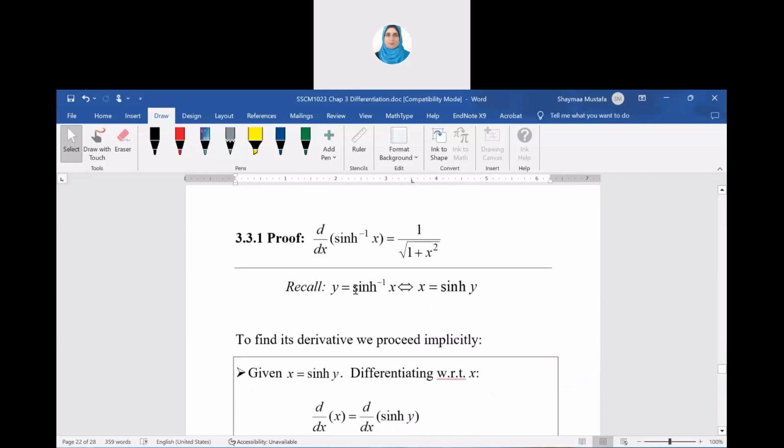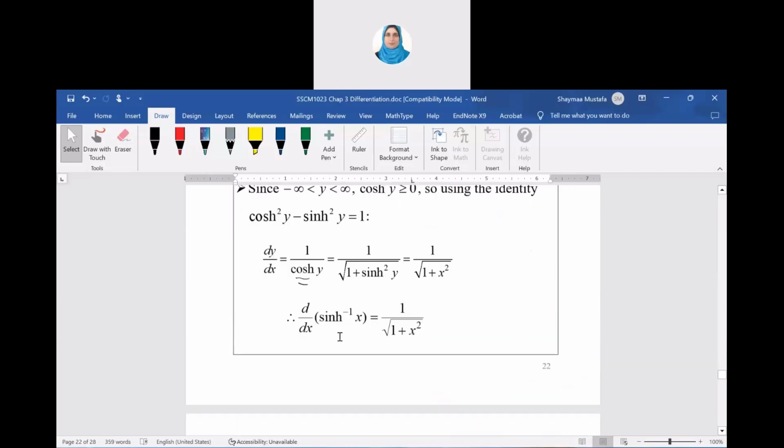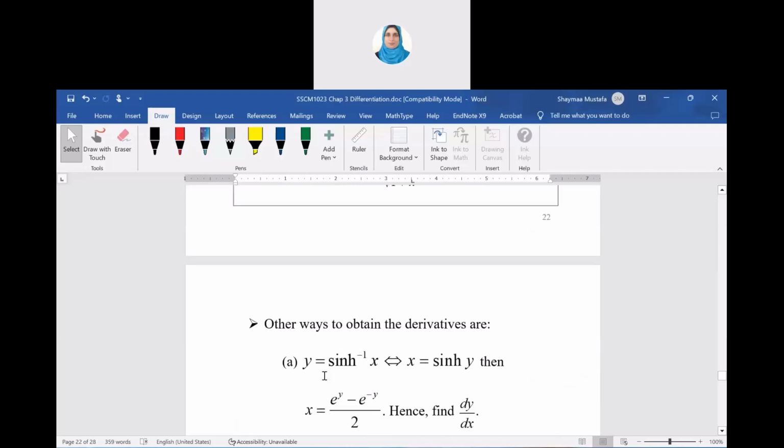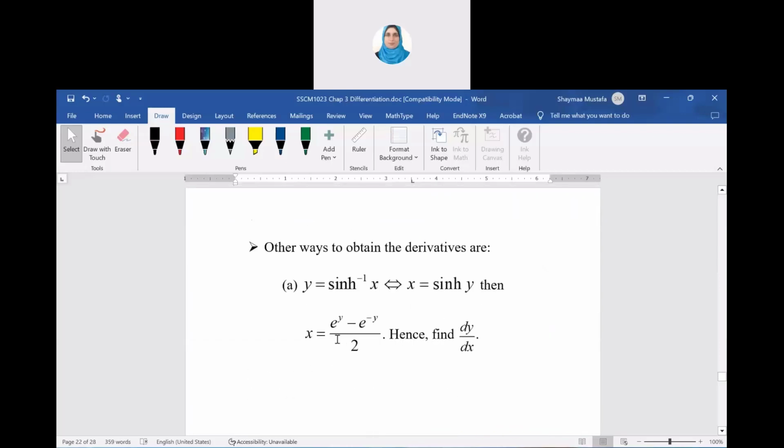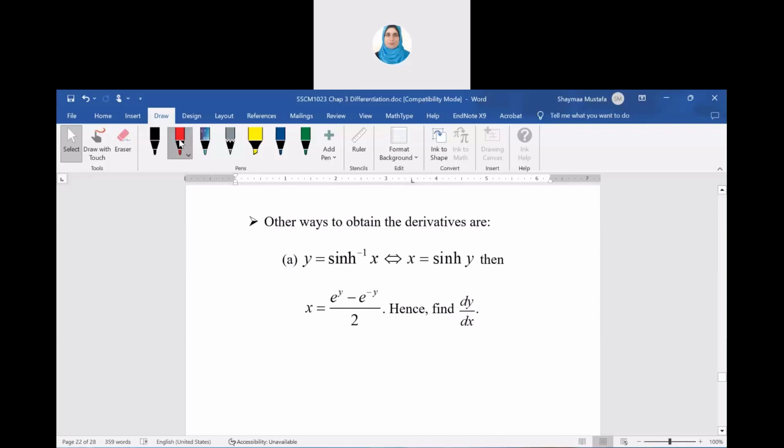Actually, this one you can prove in another way. Here we just proved it by using the implicit derivative, but you can do it by using the definition. From the step where x is equal to sine y, there is no need to find the implicit derivative. Just write sine y as e to the y minus e to the minus y over 2, and then you can apply the implicit derivative to find dy over dx. This is another way to prove.